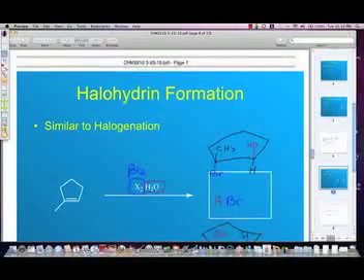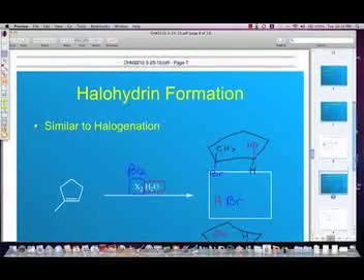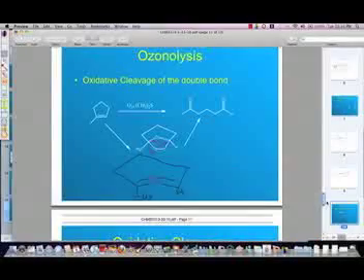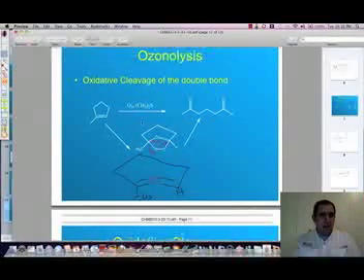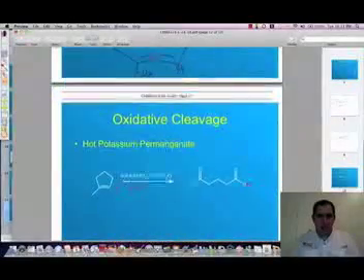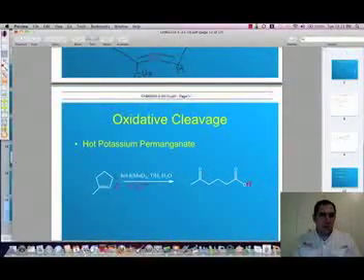Here's the Br2 in water. This is called halohydrin formation. The only thing I want you to realize here is that the 2 groups should be on what? Opposite sides from one another. And the last 2 that I want to talk about in this review are the ozonolysis, where again this is a milder oxidizing condition so that we get an aldehyde. See, here's our aldehyde, and not like the hot permanganate, which gives you the acid.